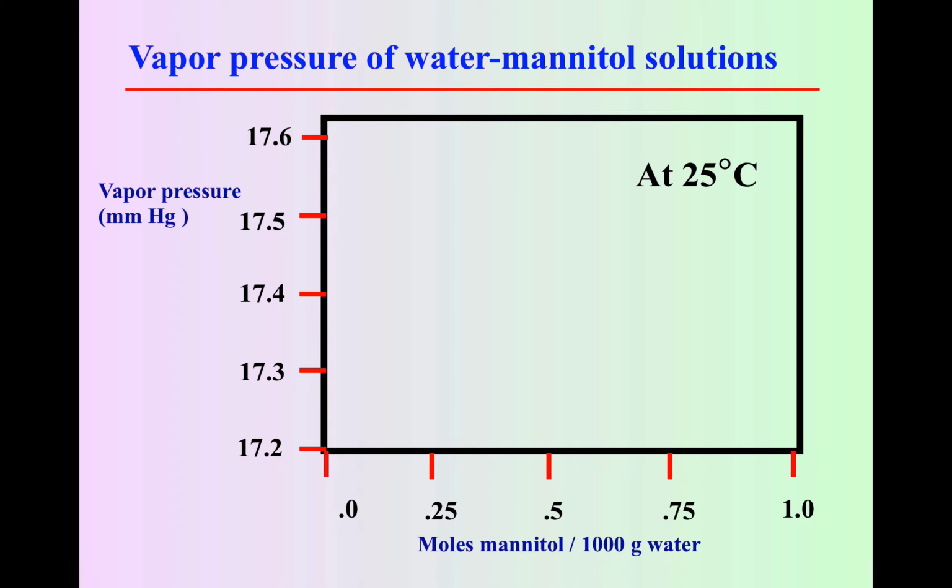So this is a plot of vapor pressure versus the mole fraction of the solvent in solution, right? So mannitol represents a non-volatile solute. As I increase the mole fraction of the mannitol, I decrease the vapor pressure until eventually, if we were 100% mannitol, we'd have no vapor pressure. So this is how it works.